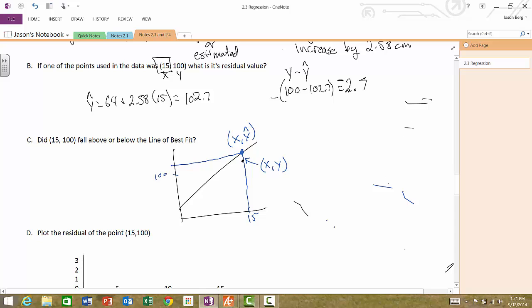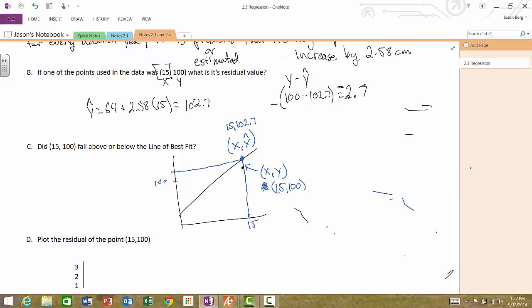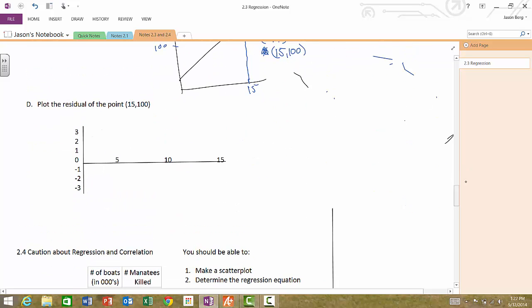All these lines over here are where my hand's touching the screen. They're not part of the notes. So this value we said was 15 and 100. This value was 15 and 102.7. Now, if we were to plot that one point on the residual plot, okay, x was 15, it was negative 2.7, so it'd be about right there. Okay, so not too bad.